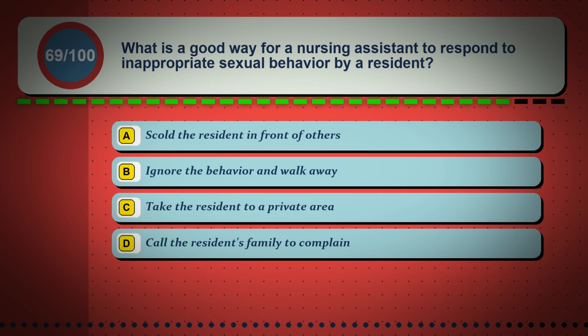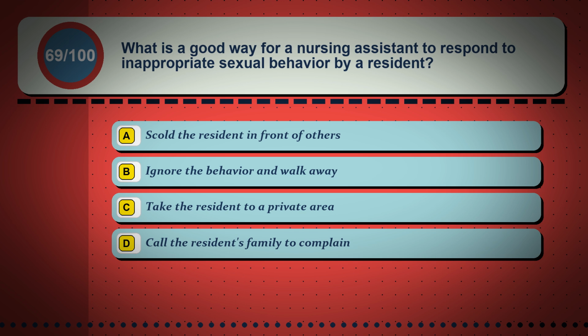Question 69. What is a good way for a nursing assistant to respond to inappropriate sexual behavior by a resident? Option A. Scold the resident in front of others. Option B. Ignore the behavior and walk away. Option C. Take the resident to a private area. Option D. Call the resident's family to complain.